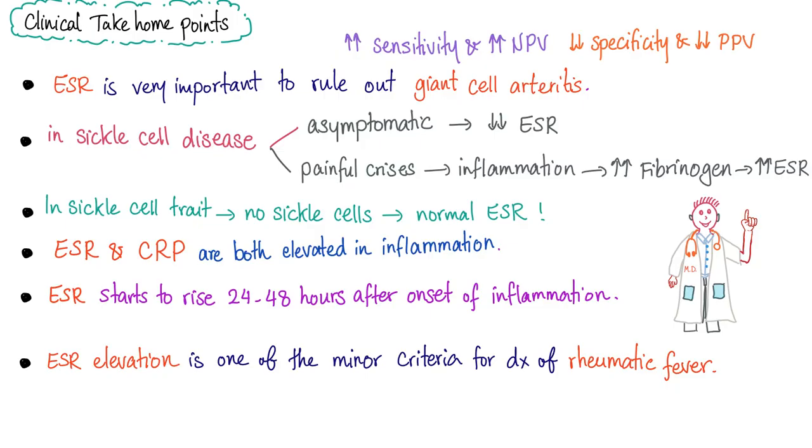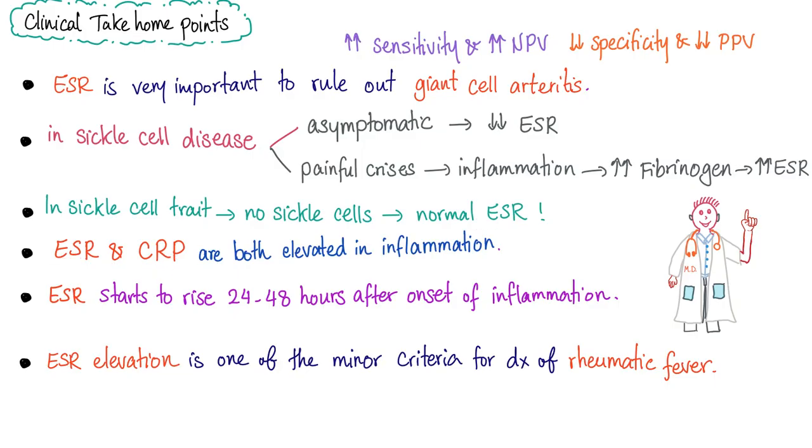Okay, in sickle cell disease, if the patient is asymptomatic, ESR is low. Why? There is no rouleau formation. But in painful crises, you have inflammation, so you have lots of fibrinogen and IgG, and ESR is going to be high. In sickle cell trait, however, this is a good question, there are no sickle cells. So ESR should be normal most of the time.